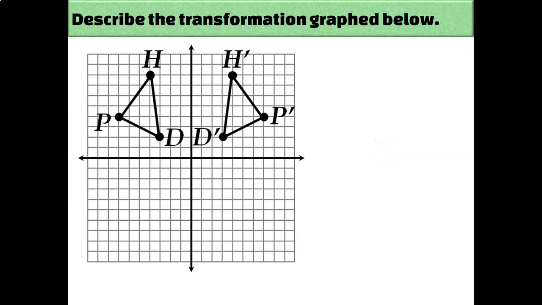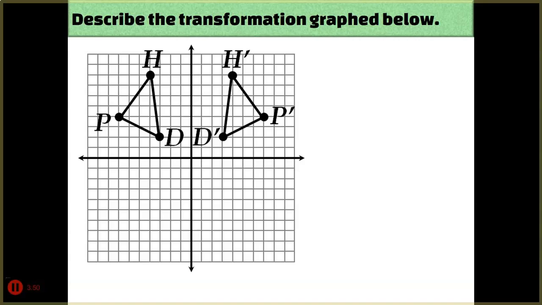On our next problem, though, you'll see that there is a little bit of a difference in the orientation of these two shapes. H and H prime are both on top, and D and D prime are both on bottom, but this time P, which is on the left, and P prime, which is on the right, are not in the same orientation. So this could not have been a translation because the orientations are not the same. Instead, this is a reflection.